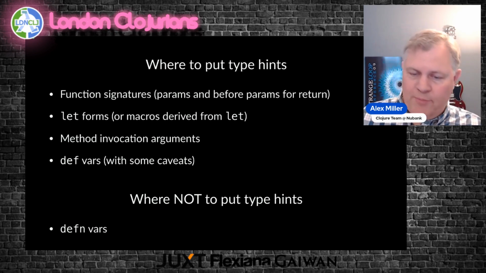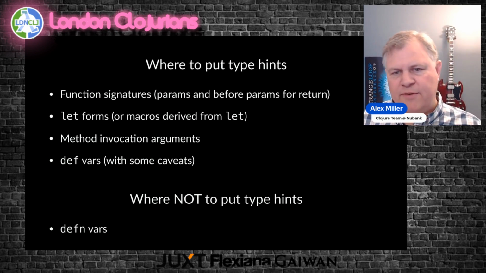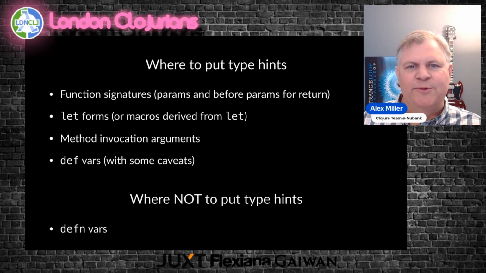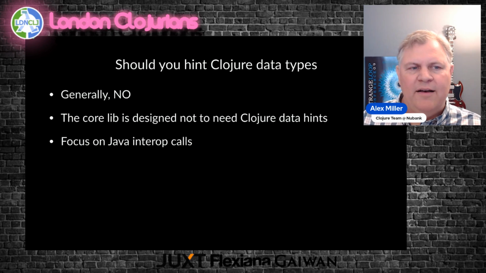Places you should not put type hints are on defn vars. So when you're declaring a defn, generally you should not put type hints on the defn var itself. You should put them on the parameters and return types. There are a couple of reasons for that. I'm not going to go into a lot of detail about that. We can talk about it if there's questions.